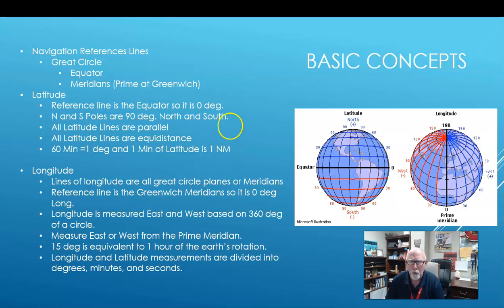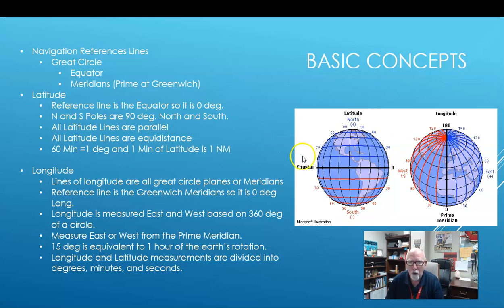They first define a great circle, which is any line or plane that cuts through the center of the Earth. Latitude only has one. The equator is a great circle, and you can see that all of these other lines don't cut through the center of the Earth. Every line of longitude is a plane that cuts the Earth through the center or through its axis of rotation. So every line of longitude is in fact a great circle or meridian.